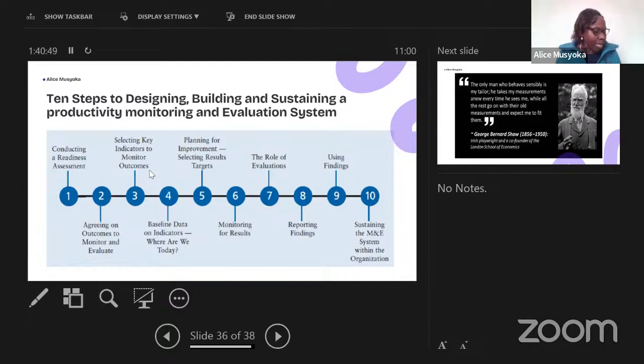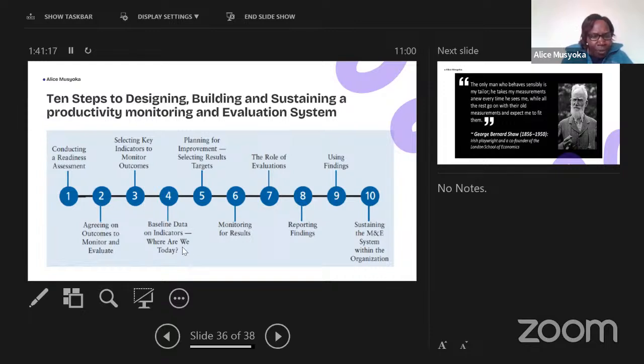The suppliers' quality, the incoming supplies, are they of high quality? Have they increased the yield? The yield is the percentage of products that are correctly produced. So have they increased the yield? We need to agree and select the correct indicators when it comes to monitoring outputs, outcomes.